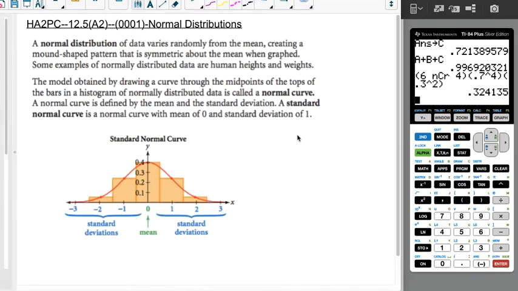In the standard normal curve, the one that we see most of the time, the mean is 0, so that's our y-axis. And the standard deviation is 1, so you can see that there are 3 standard deviation graphs here, graphed on either side of the mean.